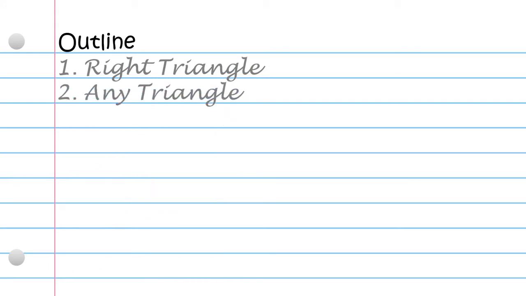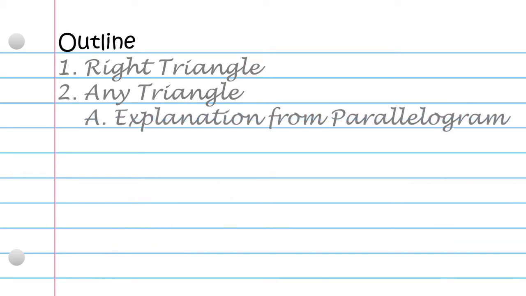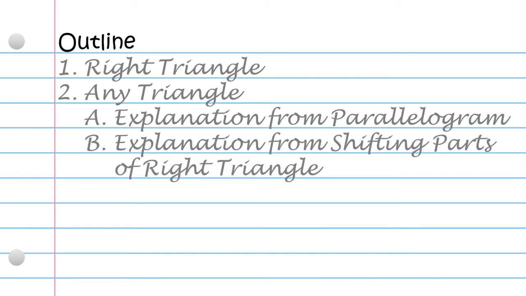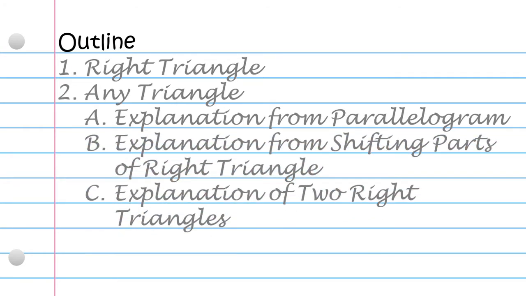Let's talk about the outline for this video that gives the explanation for why the area of a triangle is equal to 1/2 times base times height. First, we want to talk about the right triangle and why the formula works for a right triangle. And then we want to apply this for any triangle, and we do that first by explanation from the parallelogram, and then explanation from shifting parts of a right triangle, and then explanation from two right triangles.